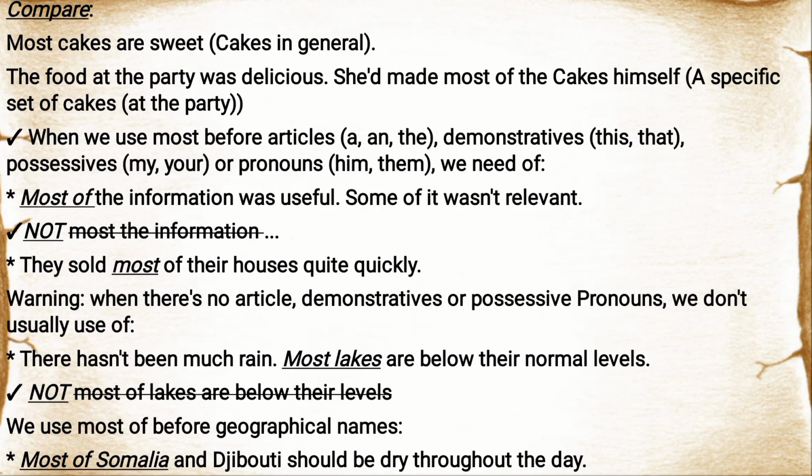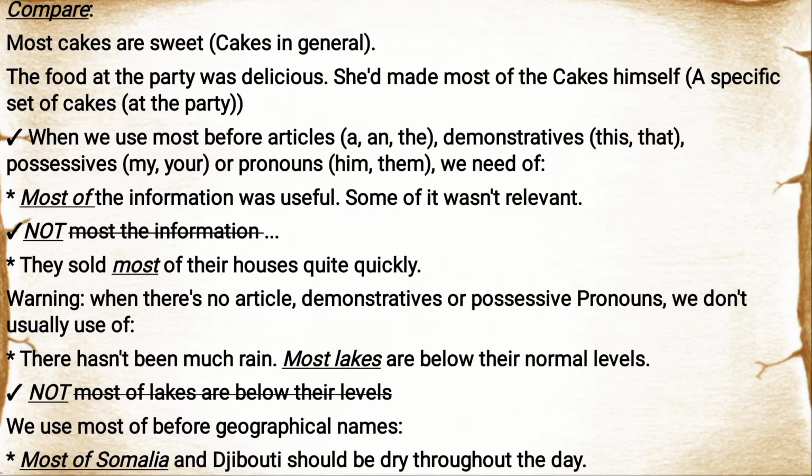When we use most before articles, a, an, demonstratives, this, that, possessives, my, your, or pronouns, him, them, we need of. Example, most of the information was useful. Some of it wasn't relevant. Not most the information. They sold most of their houses quite quickly.